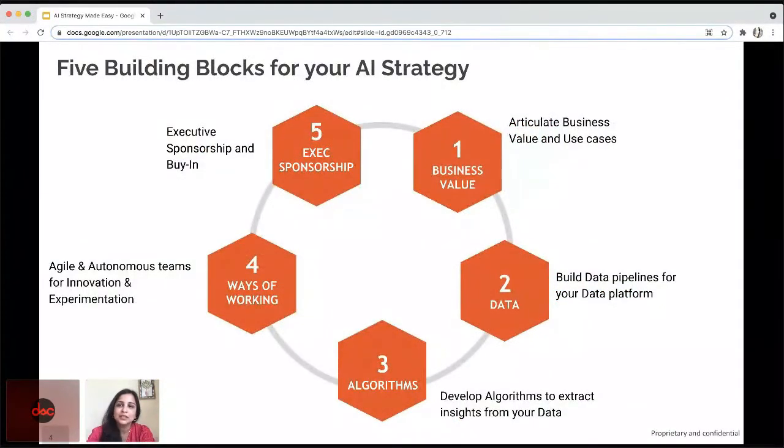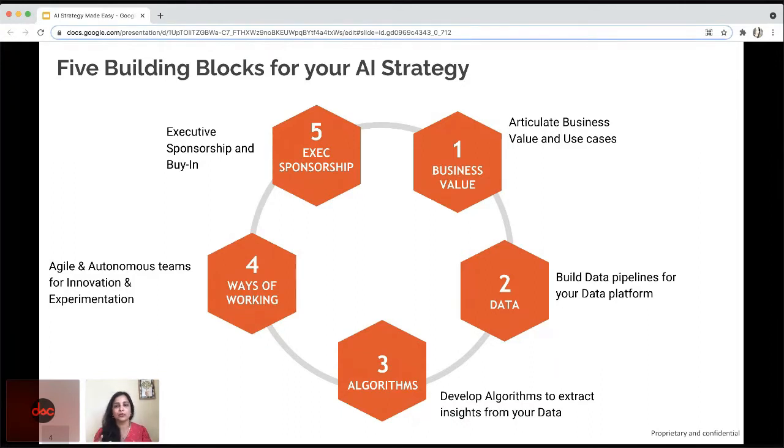So we did establish why you should have AI. Let's talk now about building your AI strategy. What are the five building blocks of your AI strategy? The first building block is your articulation of business value and use cases. The whole crux, the apex of the strategy, is being able to harness the framework in which you harness business value.